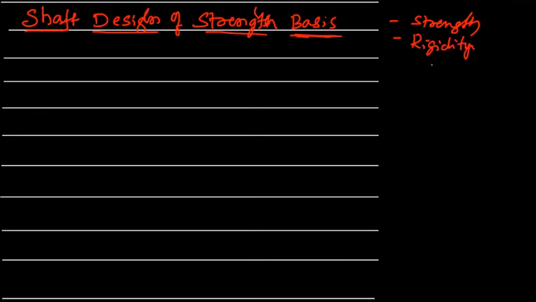How do you define strength? Strength is the capacity, or the resistance of a component, which can sustain load before fracture. That is what we express in terms of stress. Now we'll go for the torsional shear stress relations.